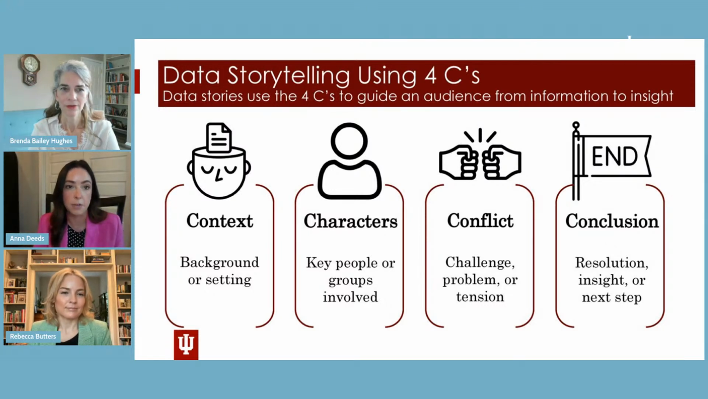So you've got to have these 4 areas in order for it to be that full data story, because it guides the audience from this is my information to this is the insight. So these, the context, you've got to make sure that you have at least starting the background or the setting. Characters, who's involved? Is there a department? Are there a group of people involved with this? What's the conflict? It could be some kind of challenge, problem, opportunity. And then here's the next step. Here's my recommendation. This is what we need to do in order for it to happen.